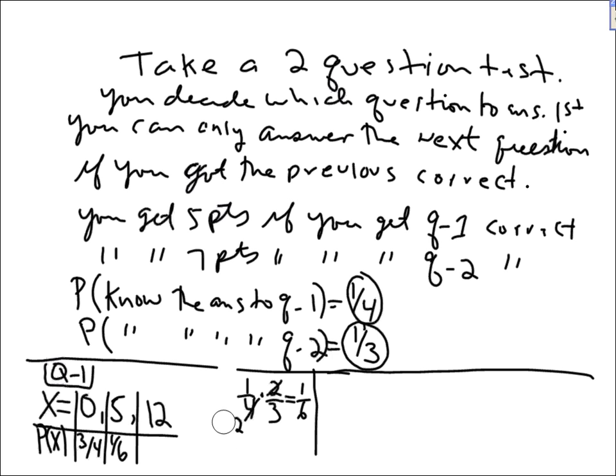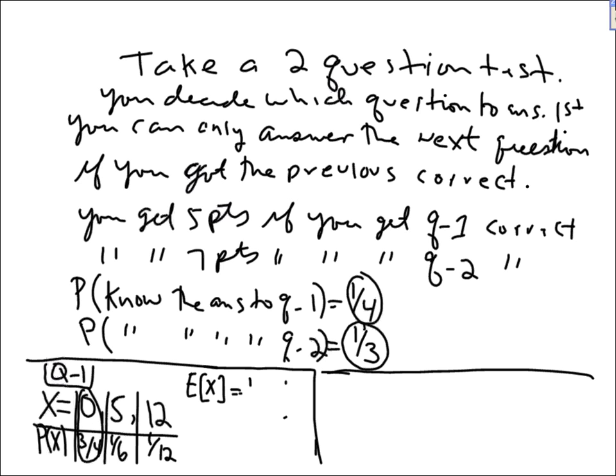Okay, now what is the probability that you get 12 points? Well, first you have to understand how you get 12 points. You get 12 points by getting question 1 right, which happens 1 out of 4 times. And you get question number 2 right. 1/4 times 1/3 is 1/12. Now, I'm interested in the expected value. How many points you expect to get on this test if you answer question 1 first. Well, you multiply these two numbers and you get 0.